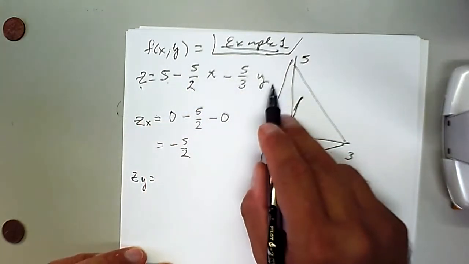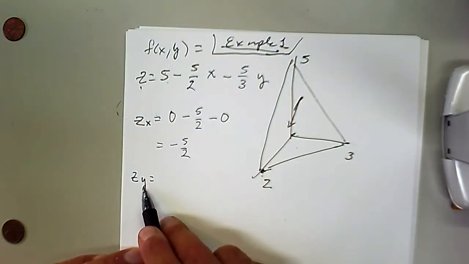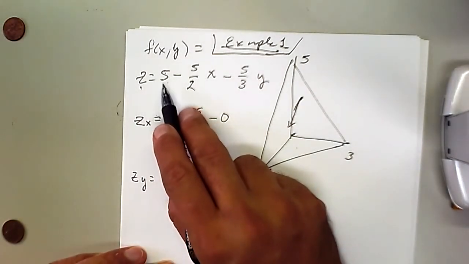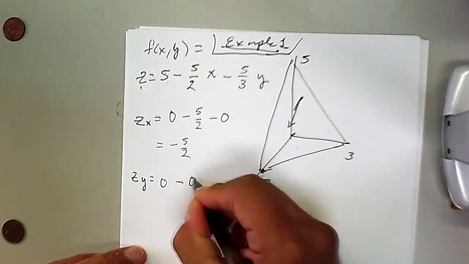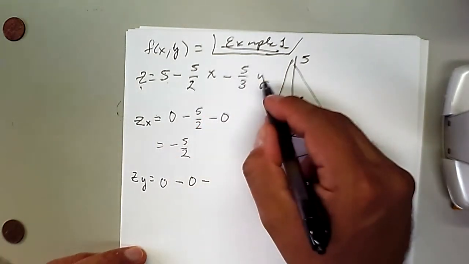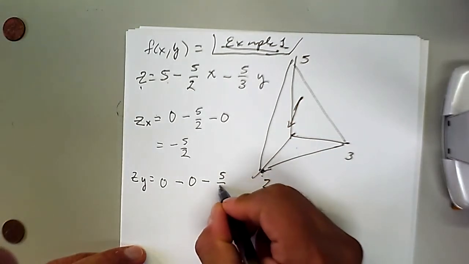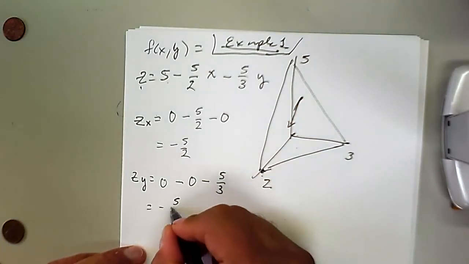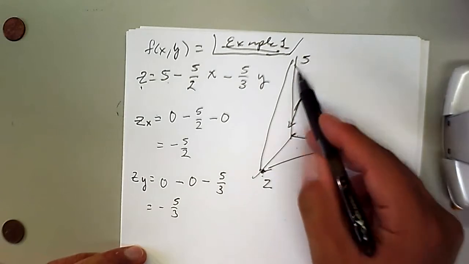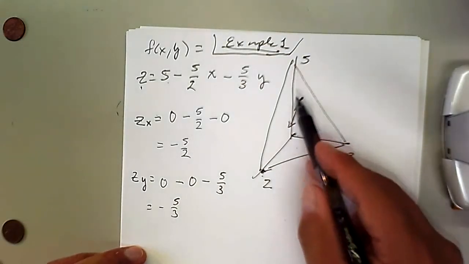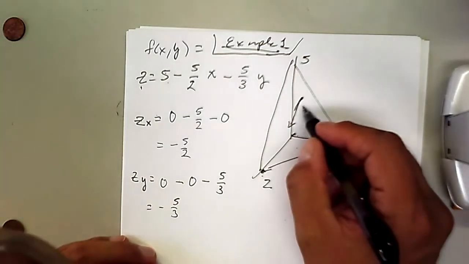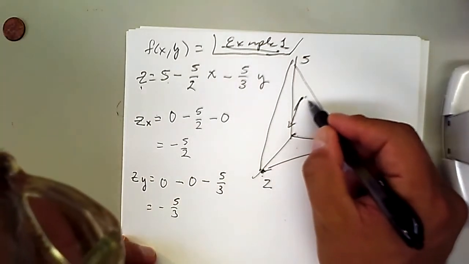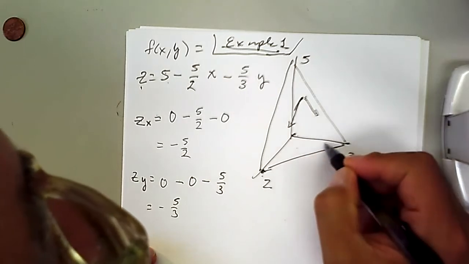But if you go in the y direction, again, we start with this and we take the derivative of that with respect to y. So that is z sub y. Derivative of z with respect to y means assume that the x is constant. So we end up with 0 minus the derivative of this with respect to y will give us 5/3. So negative 5/3. And that makes sense because the rise is 5, the run is 3, as opposed to the rise of 5 and the run of 2. So 5/3 is the slope as we go in this direction, in the y direction.